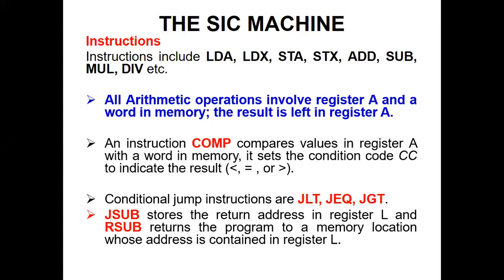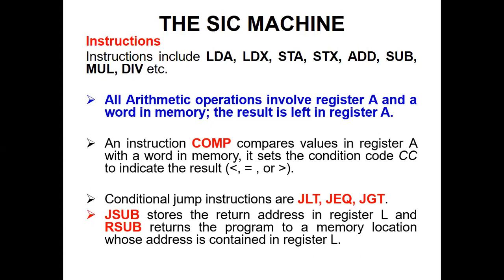Then we have another instruction which we saw, the jump to subroutine. I think I explained that when I was explaining the function of register L. We said that it has two functions. That instruction, jump to subroutine, will first store the return address in register L, and then it will jump to a given memory location. So when I say jump to subroutine MAC, it means I will store the return address first into register L, and then I go and execute a function MAC.